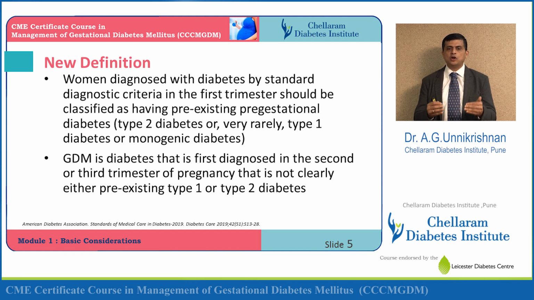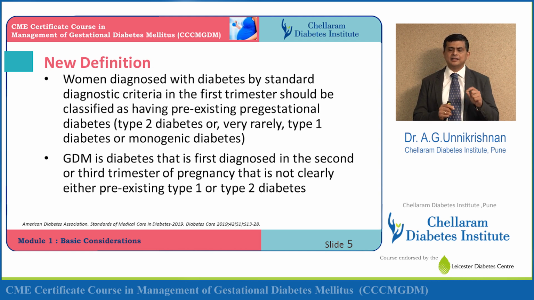But if you diagnose diabetes by gestational diabetes criteria, that's called GDM when it's diagnosed in the second and third trimester. So gestational diabetes mellitus would be now diabetes that is diagnosed in the second and third trimester of pregnancy, and that's not a type of diabetes when it is not clearly pre-existing type 1 or type 2 diabetes. That's when you call it gestational diabetes.